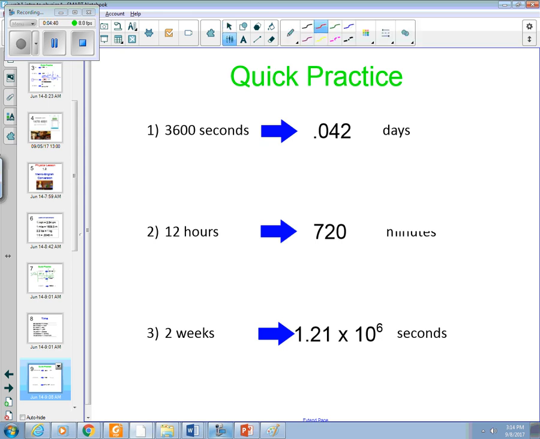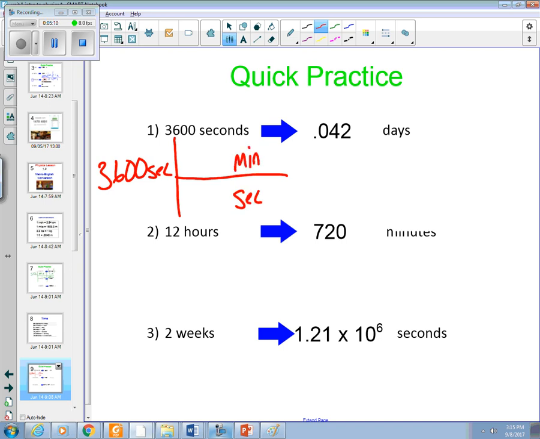So we have 3,600 seconds, and we want to know how many days. So 3,600 seconds. I'm going to draw out my railroad tracks. Now, you may or may not know how many seconds are in a day already. I'm sure you could find that information. But let's say we don't know it off the top of our head. And guess what? I don't know it off the top of my head. So that works out. So put seconds here on the bottom.